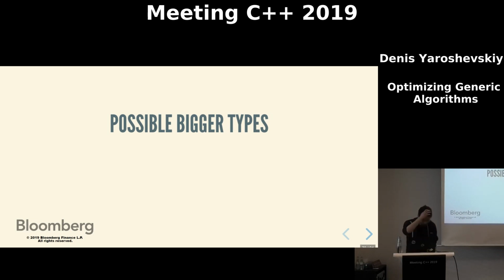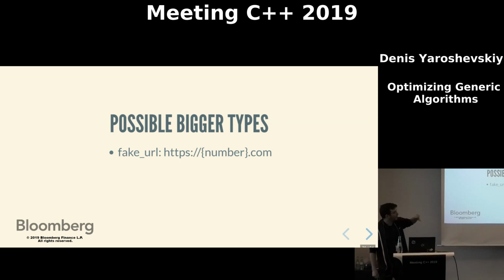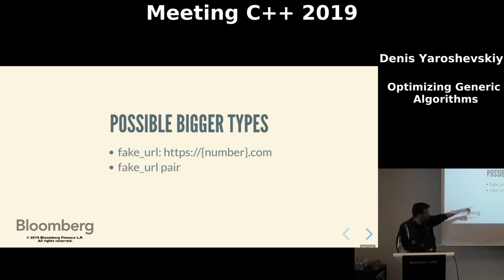The way I want to do this is I try some possible bigger types. The first one I'm trying is a string. It's a fake URL. So I have HTTPS and then some sort of number and .com. So it's going to be a short string. And what I like about it is it's not going to be a trivial comparison, so the comparison is not going to differ in the first character. I use pairs of those to double check for code alignment and stuff.